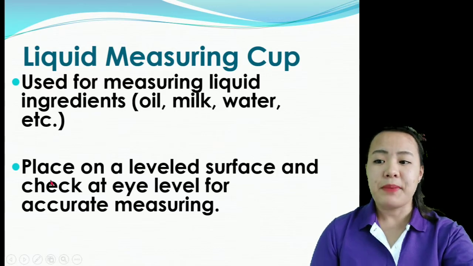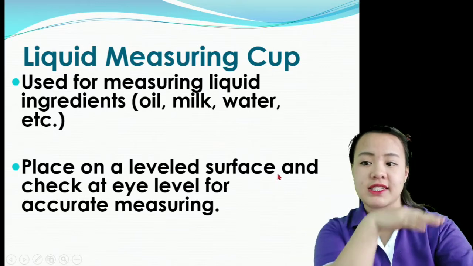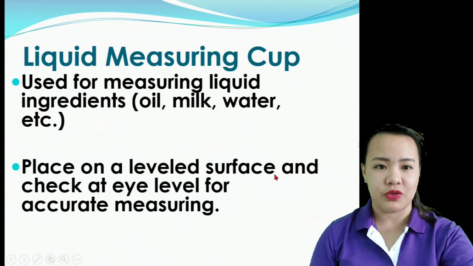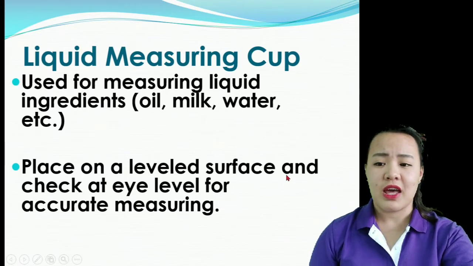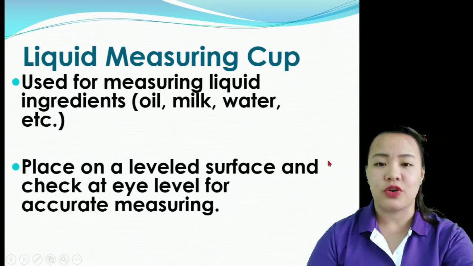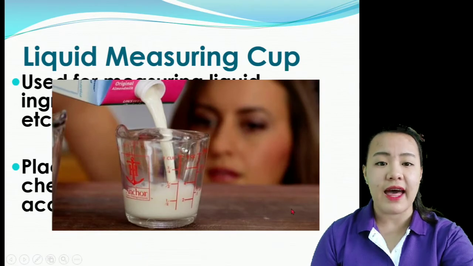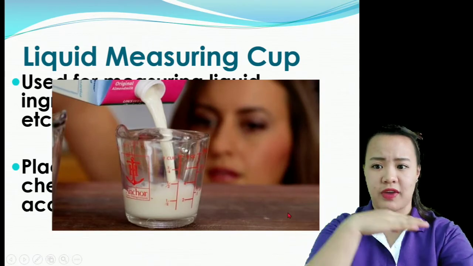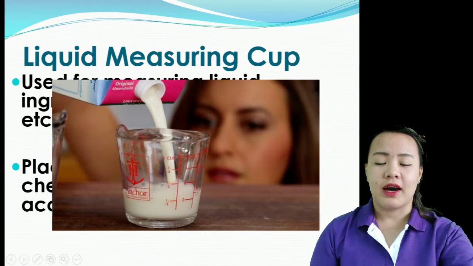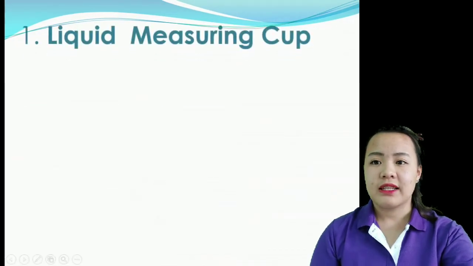So first, place it on a level surface, a flat surface, and check at eye level for accurate measuring. So if you can see the level on top, you can level your eyes. Like this one. You can put it on a flat, level surface, and then you can measure your liquid ingredients.